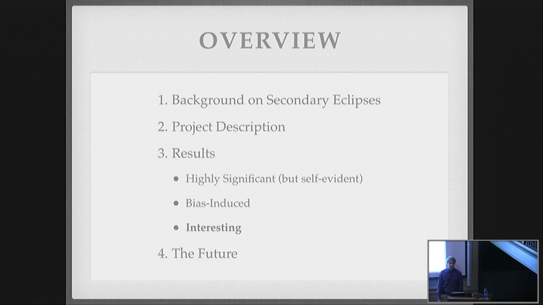Little overview. First, I'll go over a little background on secondary eclipses. Then I'll lay out a bit of description for my project. Then I'll talk about my results, and I split them up into 3 groups: the significant and yet self-evident, pretty obvious results that I found, and then the correlations that I found in my catalog which were caused by biases. And then after that, I'll look at the interesting ones that I found. And then I'll have a little conclusion.